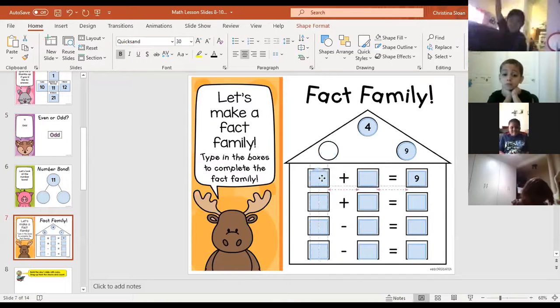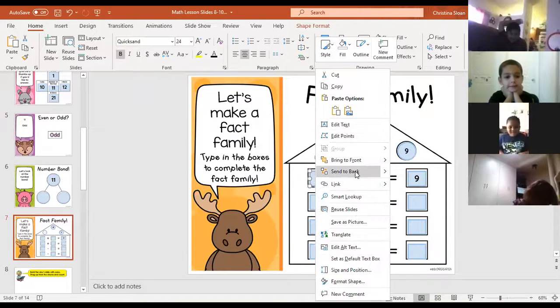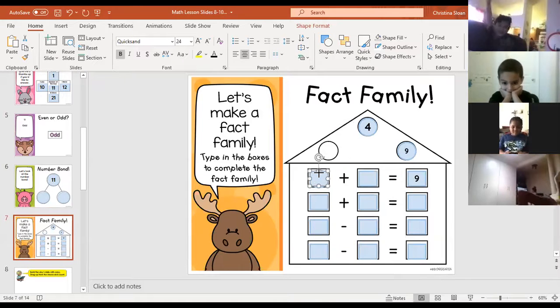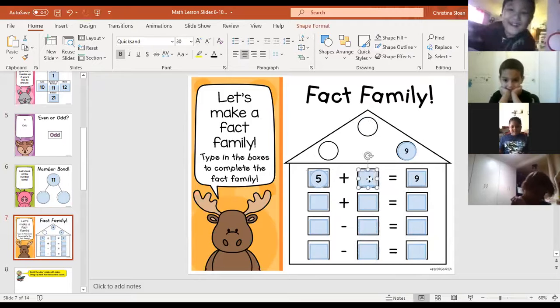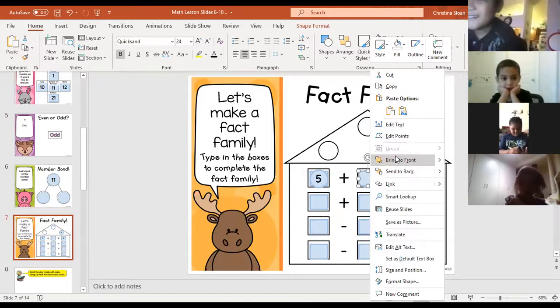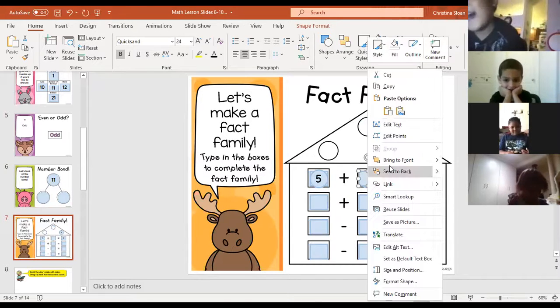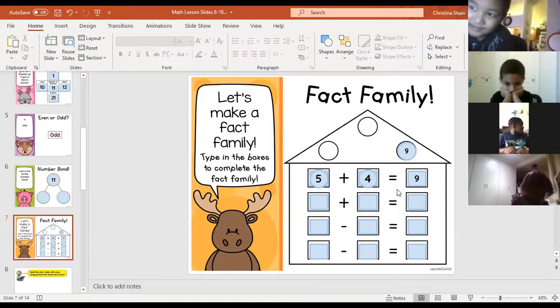So the first number sentence we're going to do is 5, let's see. Uh-oh, hold on a second. 5 plus 4. There we go. 5 plus 4 equals 9. So why don't you all check that and make sure that math is okay? And make sure 5 plus 4 actually equals 9. And if it does, give me a thumbs up.